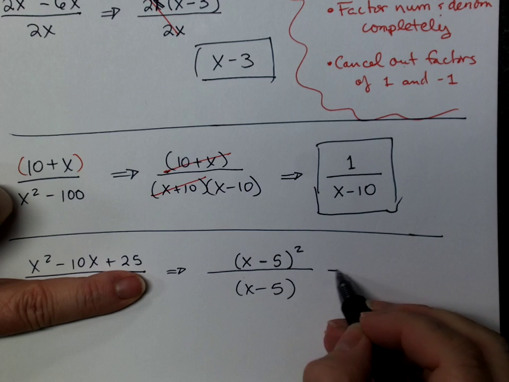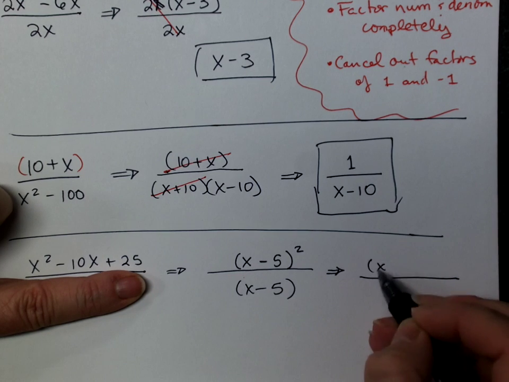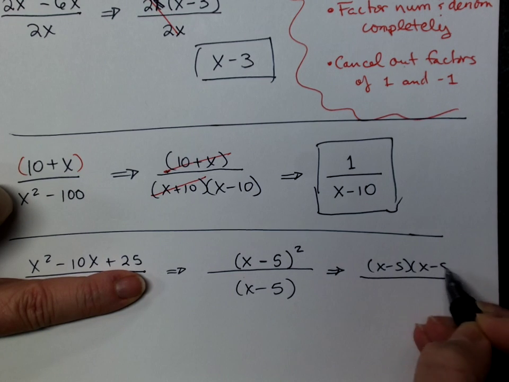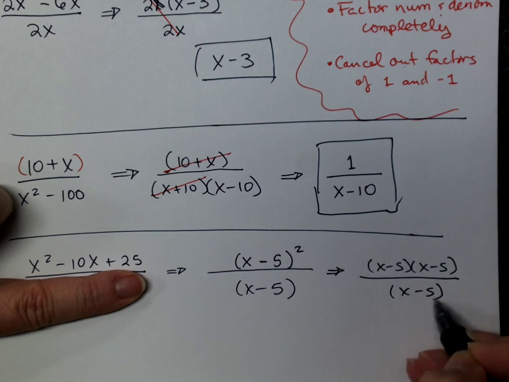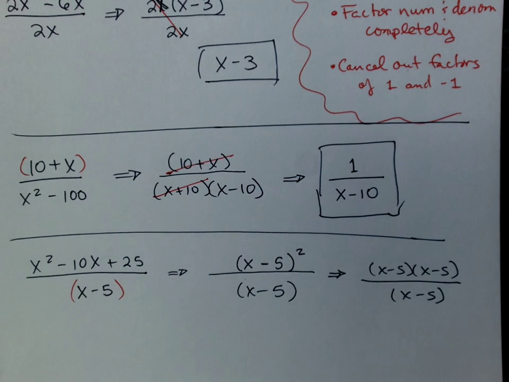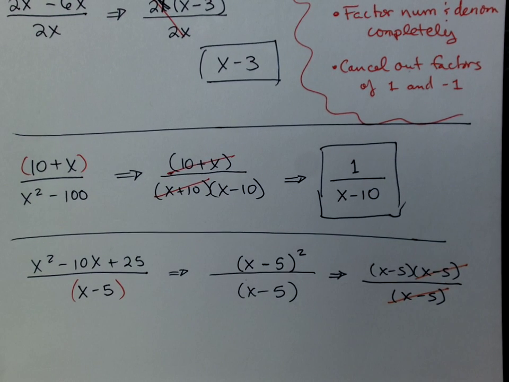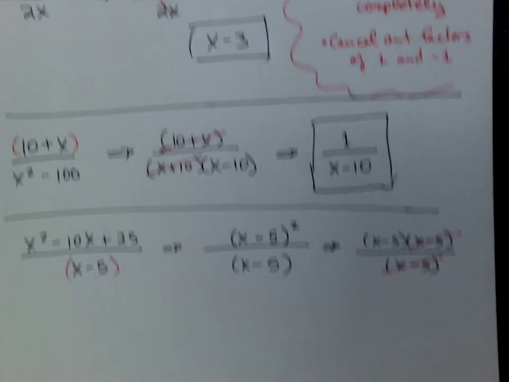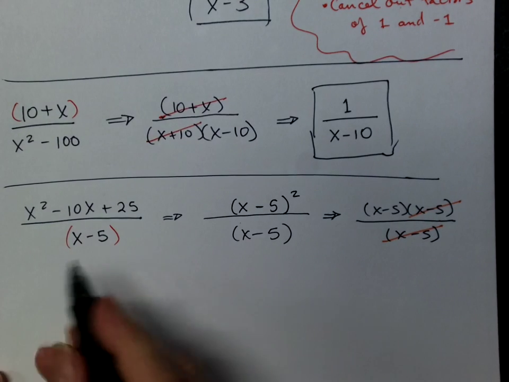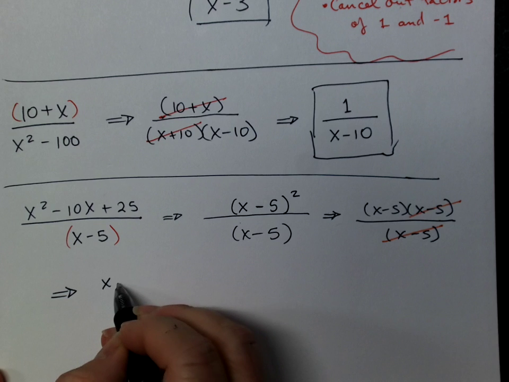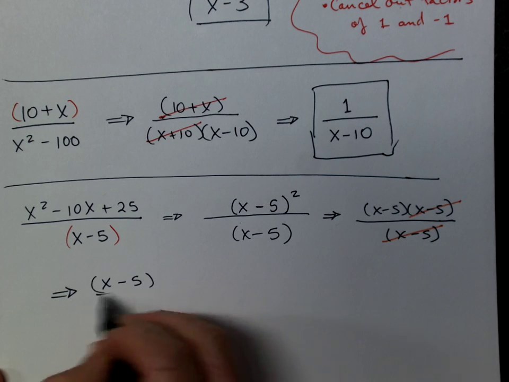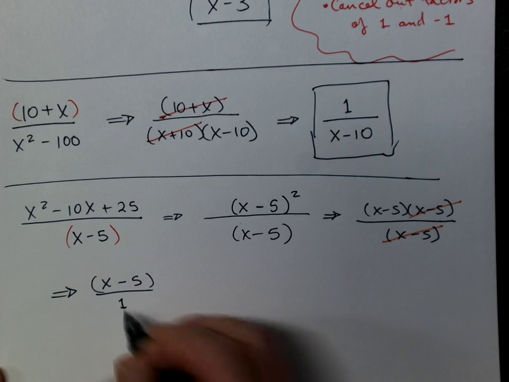But because we're also canceling out, you want to go ahead and expand it, x minus 5 times x minus 5. And on the bottom, we have x minus 5. Because you got 2 of them on top and 1 on the bottom. So when you cancel out factors of 1, it's 1 on top, 1 on bottom. That leaves behind 1 on top. So what's left on top is x minus 5, and what's left on the bottom is 1.